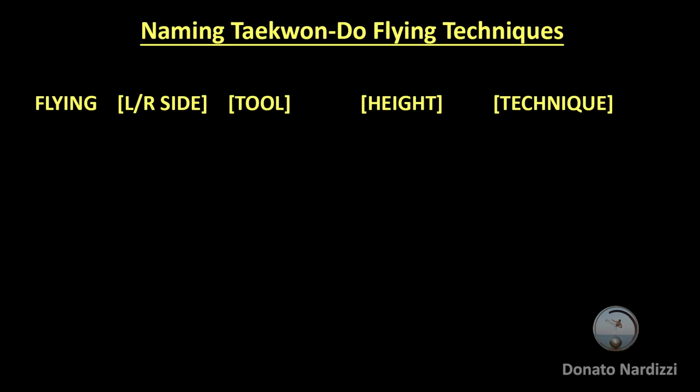Now the rules for naming a flying technique. The Korean word for flying is twimyo. Flying techniques don't have any stances, so the rule for naming flying techniques is going to be very similar to naming a kicking technique. First you put the word flying, then you specify whether the tool is using the left or right side, then you name the tool, then the height of the technique, and then the technique itself.